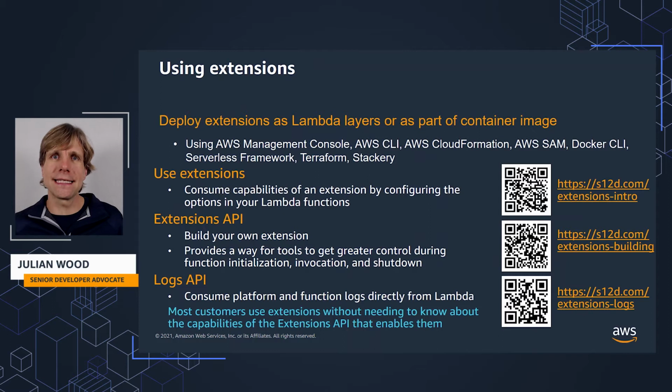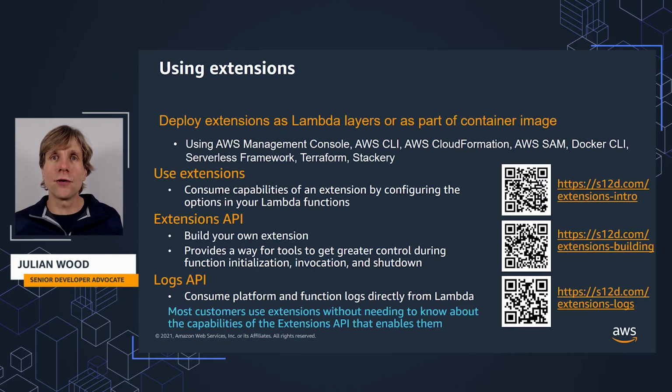You can drop an extension into your environment by adding a Lambda layer to your function, or including the extension in your Lambda container image if you're building that way and building with Docker. And then you can add some configuration information via the Lambda environment variables, and this can configure some aspect of your extensions. And this is how you consume the capabilities of an extension.